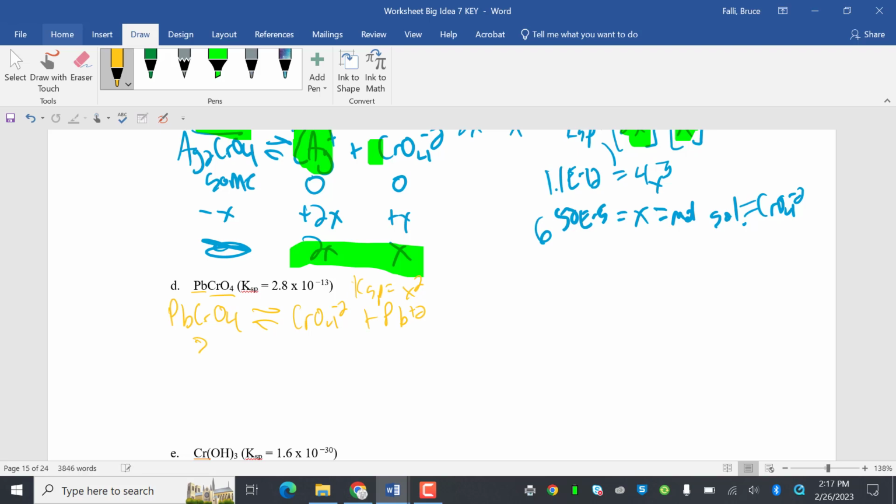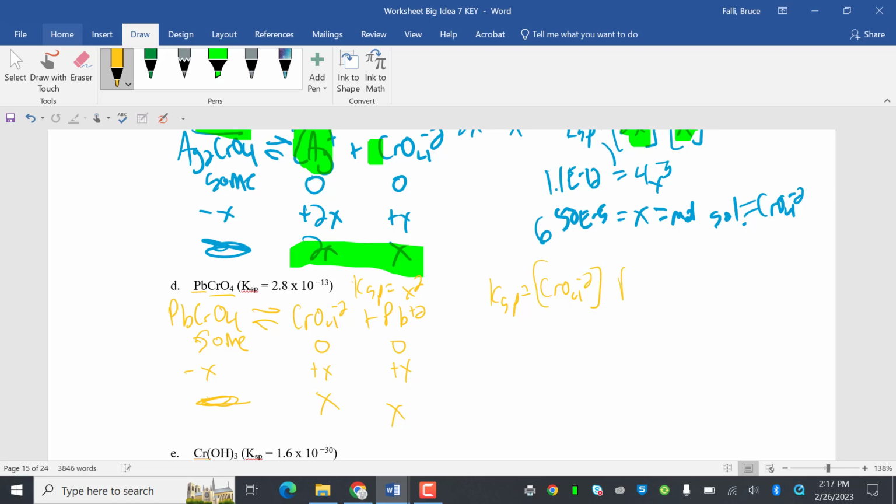Sum: 0, 0, minus x, plus x, plus x. I don't care, x and x. So KSP would be chromate.